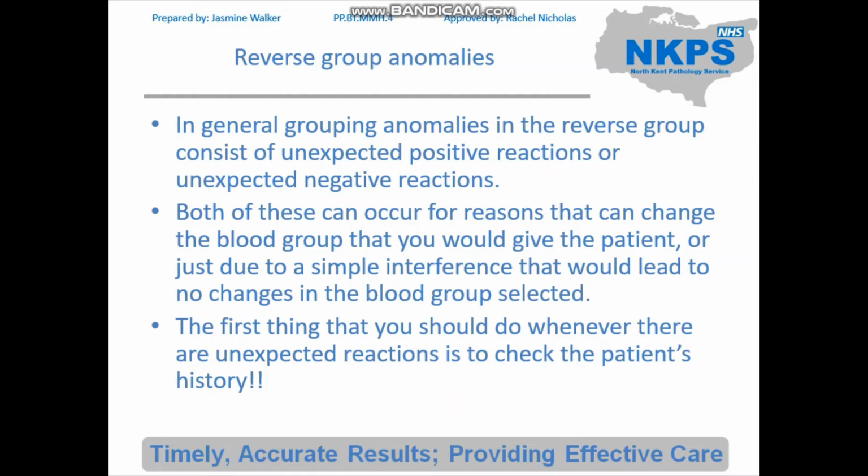Whenever you come across a grouping anomaly, you should always check the patient's history. Checking the patient's history can save you a lot of hassle. In general, people will have already done investigations if they're a known patient, and there should be a cause for the issues. So either it can give you an indication as to what investigations you need to do, or it could indicate that you don't need to do any. So it's always worthwhile checking the history and seeing whether anything is actually required from you.